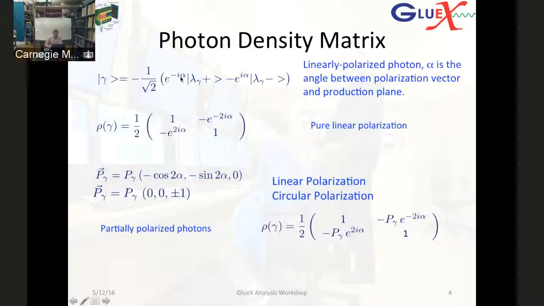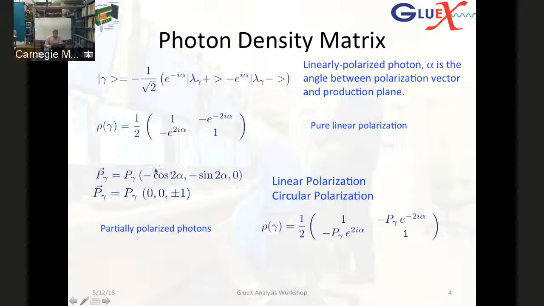There is a complex exponential, a rotation, and so this alpha is the angle between the polarization vector and the production plane. And the general pure linear polarization states are expressed by this matrix here, the 1/2 for the trace, and then the e to the minus 2i alpha and e to the 2i alpha here. So that's the general linear polarization. It's off diagonal, and the alpha basically, for our case, is the, if you will, the para or the perp. And you can express this as a sort of vector here.